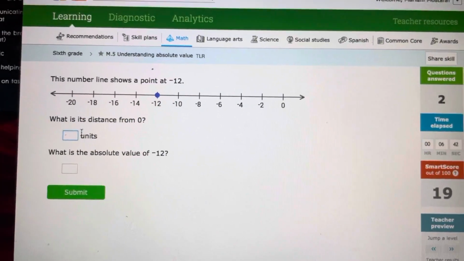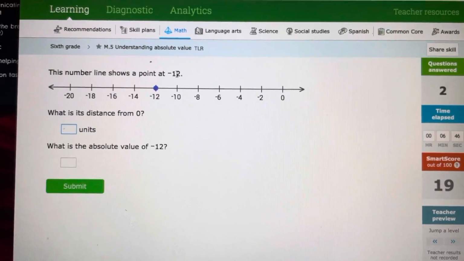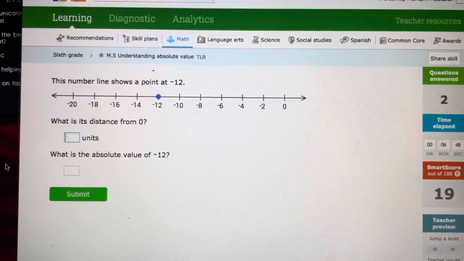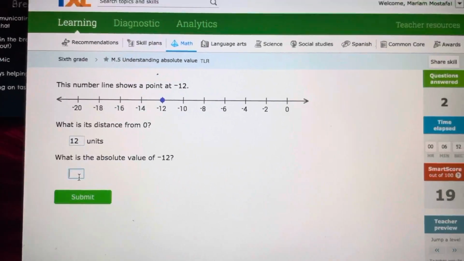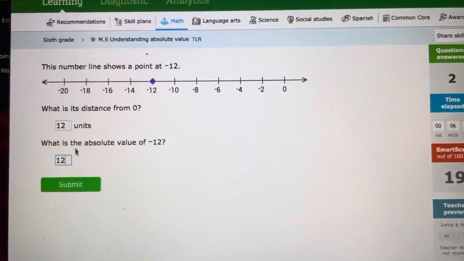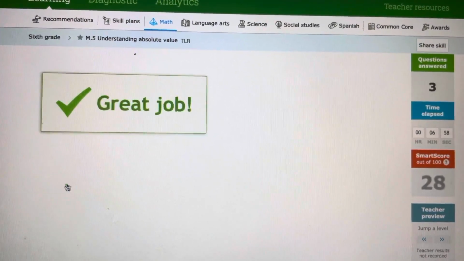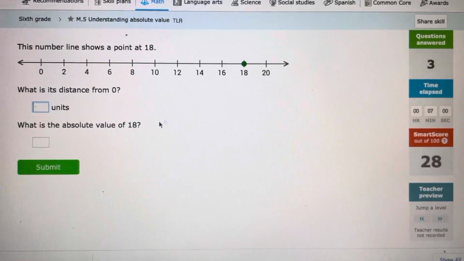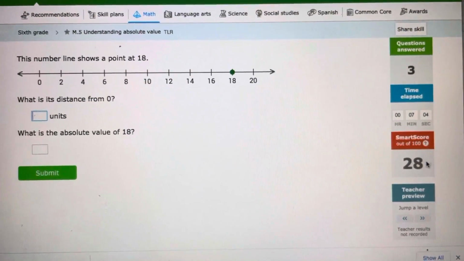So these will always be the same regardless. So the distance of -12 from 0 will be 12. You don't put -12, it's 12, which means the absolute value is 12. So you'll notice that these will always be the same answer. So you're just going to keep doing that until you get to 80. It should be fairly simple.